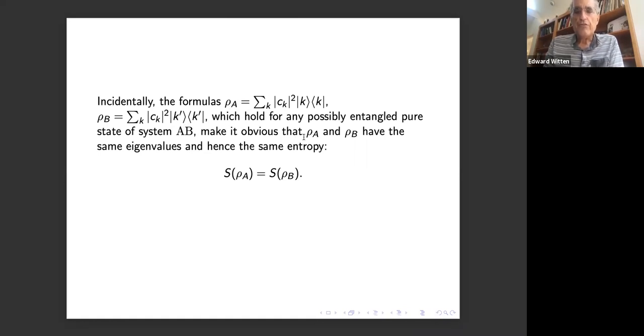So they make it obvious that rho A and rho B have the same eigenvalues and hence the same entropy. So that's an important fact about entangled pure states in quantum theory. It's a fact that has no classical analog, because classically there's no notion of an entangled pure state. And we're going to need it in a second.